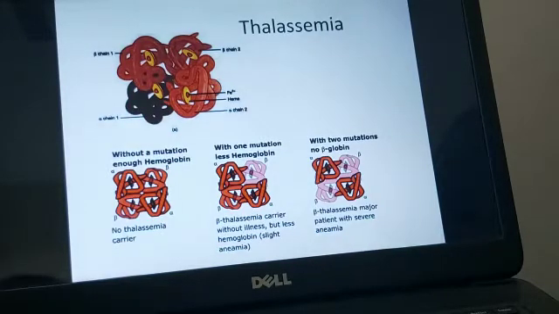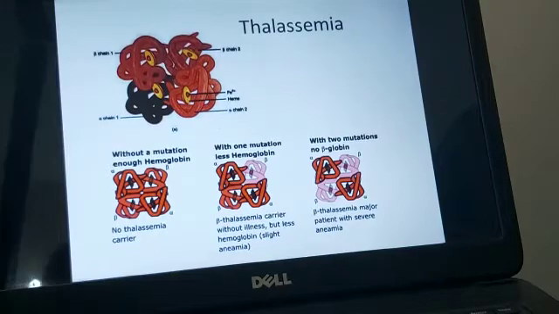Now let us go to the next disease. It is a very dangerous disease, even commonly seen also. This disease is known as thalassemia. I'm sure you might have heard about thalassemia. Now, before going into the details of thalassemia, let us first understand the structure of hemoglobin.